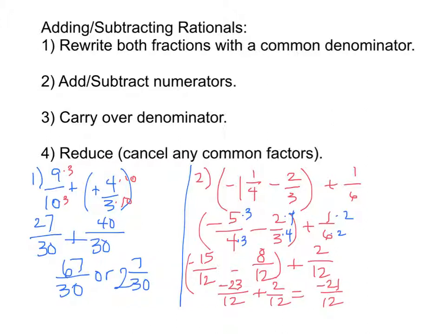Now, negative 21/12 actually can be reduced. You'll notice that they're both divisible by 3, giving me negative 7/4. Now, you are more than welcome to write that negative 1 3/4 if you would like, or you can keep it negative 7/4. But once again, do not, under any circumstances, give me a decimal until I tell you that it's okay.